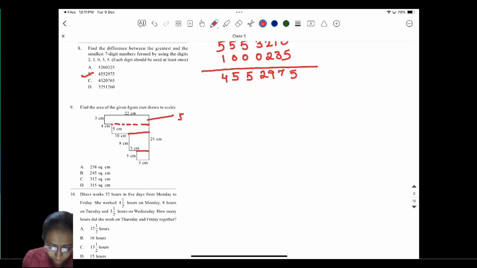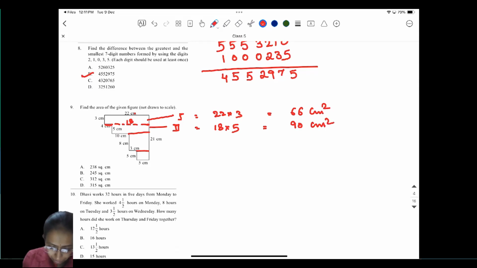Now, area of this first rectangle will be 22 into 3. That is 66 centimeters square. Area of the second rectangle will be, this much is 4. So 22 minus 4, the length will be 18. So this is 18 into 5. That is 90 centimeters square.